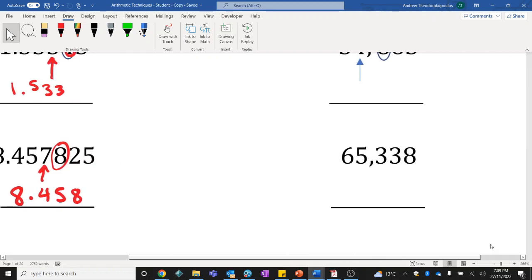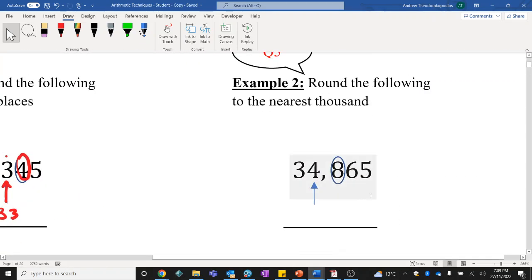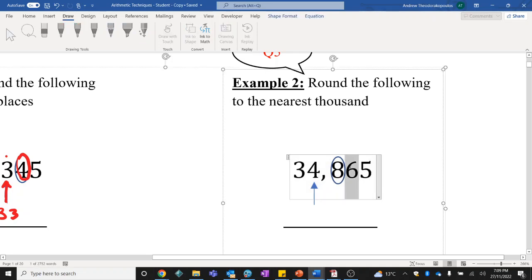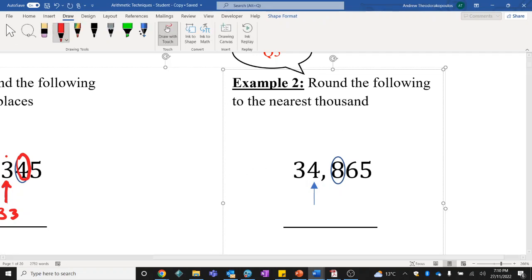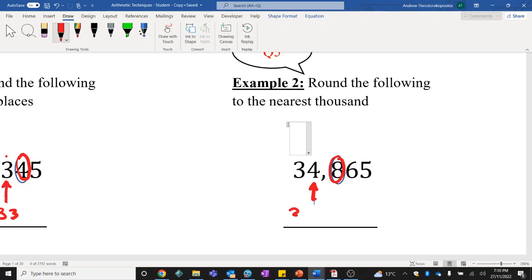And the same rule applies for when we're rounding to the nearest whole number, for example, the nearest 1,000. Now you need to know which numbers belong to which column. So this number here is the ones column. This is the tens column, the hundreds column, the thousands column, the tens of thousands column, and so on. So if we're rounding to the nearest 1,000, what we're going to do is point to the thousands column and circle the number after. Because this number that we've circled is a big number, the number that we're pointing to goes up. So we get 35,000.